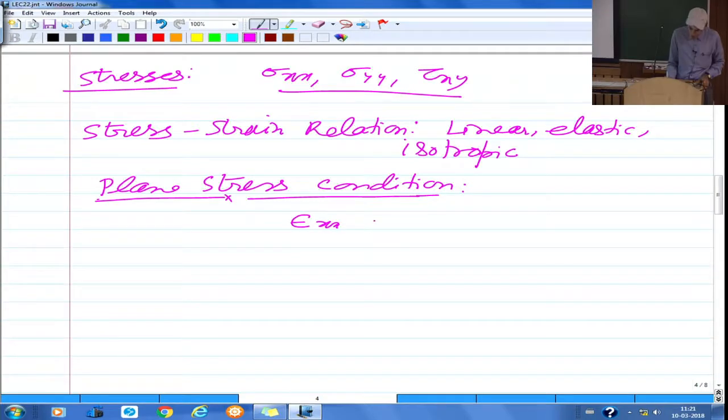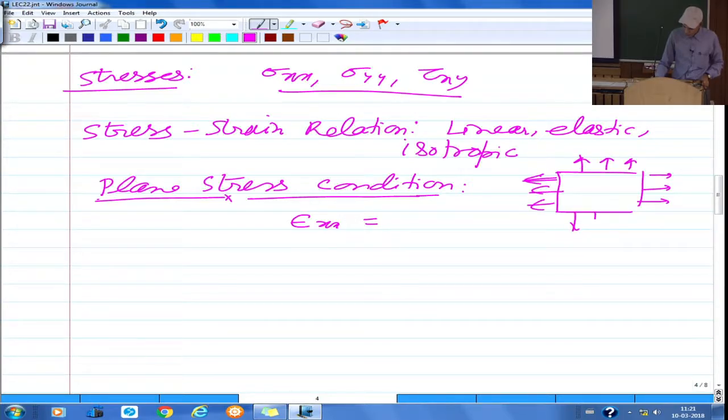So if you want to write epsilon xx, say you have a problem where there is some sigma xx, sigma yy at some point within the body, and you also have this shear stress here. So this is along the x direction sigma xx, this is sigma yy, and this is tau xy, and of course in the perpendicular direction you have sigma zz, 0 or non-zero. So epsilon xx is the normal strain along the x direction. So one direct component is sigma xx upon E.